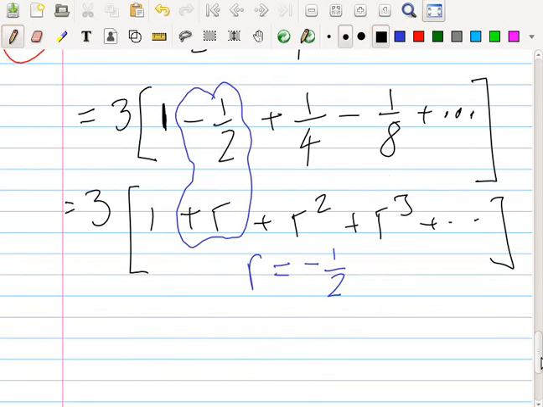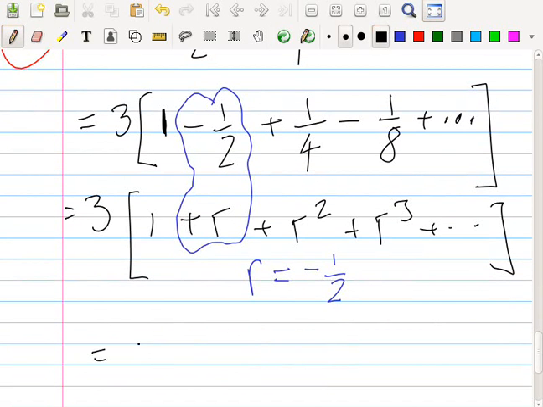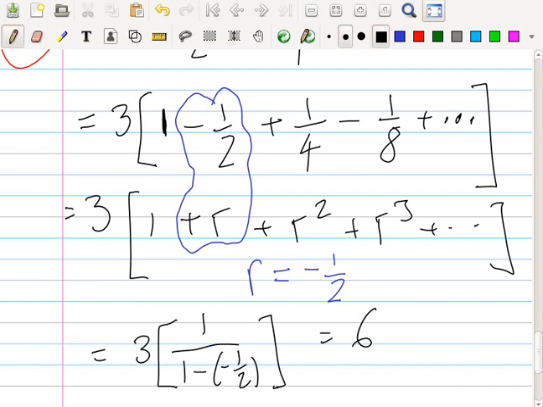What's our formula for this infinite sum? It's 1 over 1 minus r. So although the sum is infinite in length, the answer is finite. Finite being the opposite of infinite. Okay? So although the sum is infinite in length, the final answer is finite.